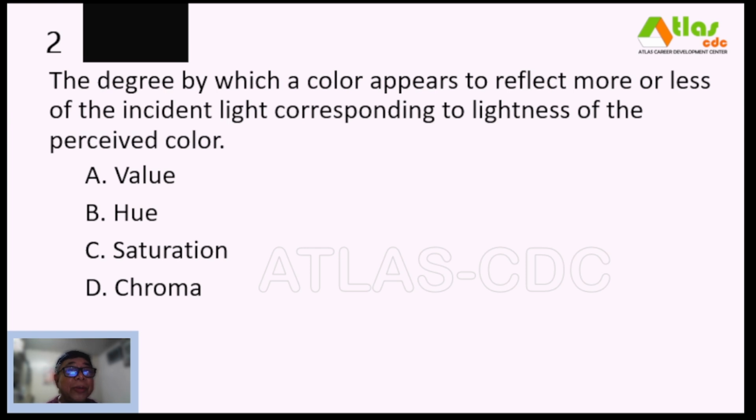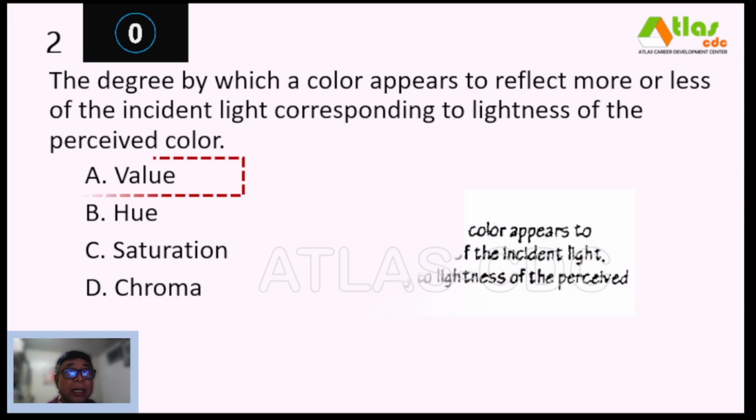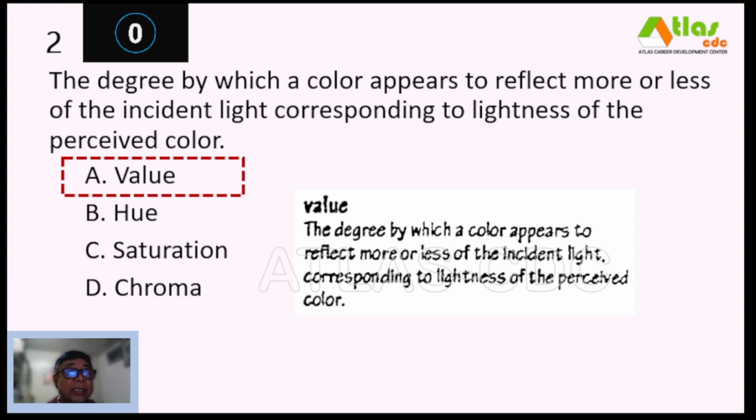Number 2, the degree by which a color appears to reflect more or less of the incident light, corresponding to lightness of the perceived color. A. Value, B. Hue, C. Saturation, and D. Chroma. And our correct answer is letter A, value. So value is the degree by which a color appears to reflect more or less of the incident light, corresponding to lightness of the perceived color.